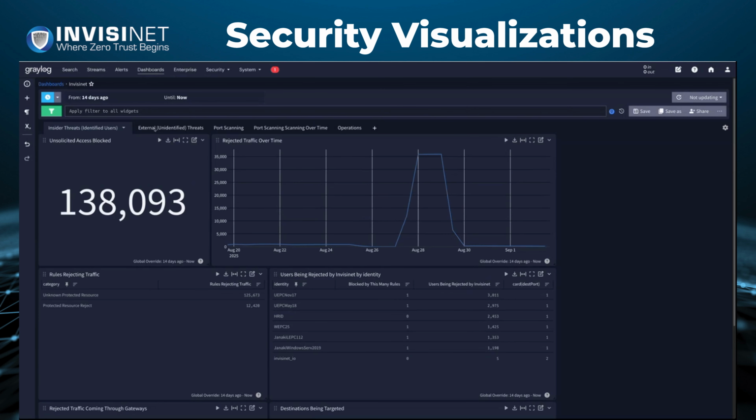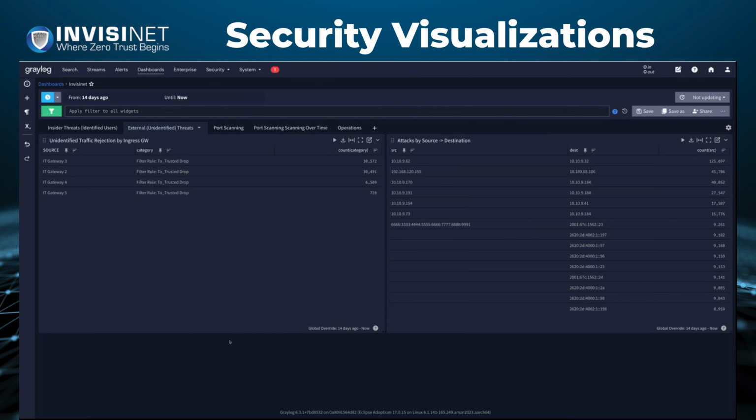Further, we can also see some information about unidentified. This is non-Invisinet identified information. Well, you can see how most of the unidentified information traffic has come through Gateway 3. And you can see how it goes down from there to less and less traffic as we go down the gateways. You can also on the right see the attacks by source and destination tuple. So for example, the first source and first destination has had 125,697 hits of traffic that has been rejected by the system.